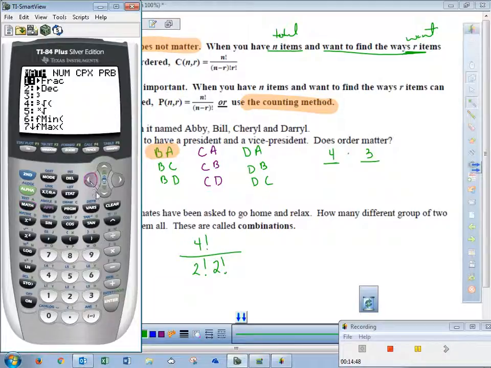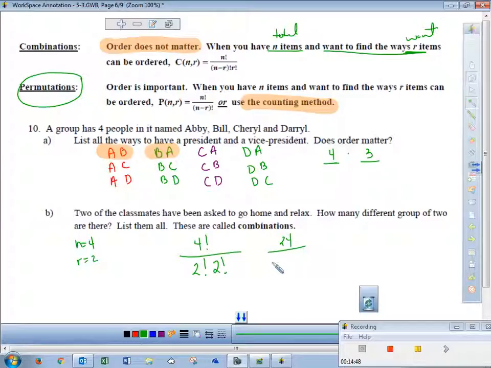4 factorial is 24 over 2 factorial, which is 2 times 1, which is 2, times 2 factorial, which is 2 times 1. So 24 divided by 4, which is 6. Now this should definitely be less than what we had before. The reason why is because we did the permutation formula right here, but then you had to divide it by another 2 because A and B showed up twice, A and C show up twice, A and D show up twice. It's like everybody showed up twice because you had president versus vice president. Well, now that order doesn't matter, there's only 6 different groups.